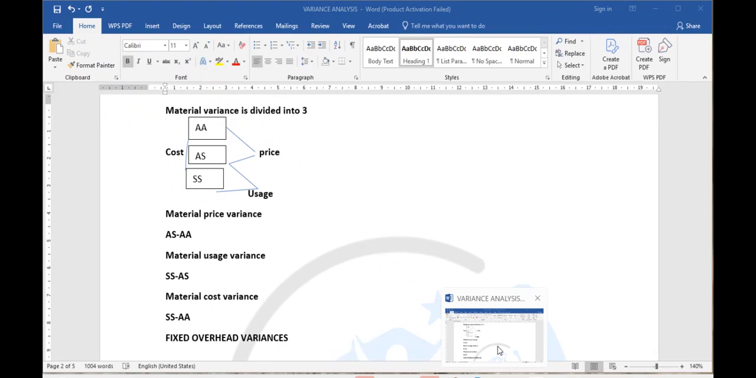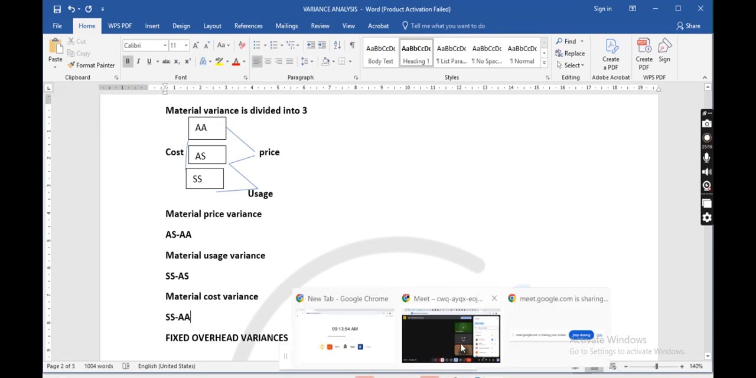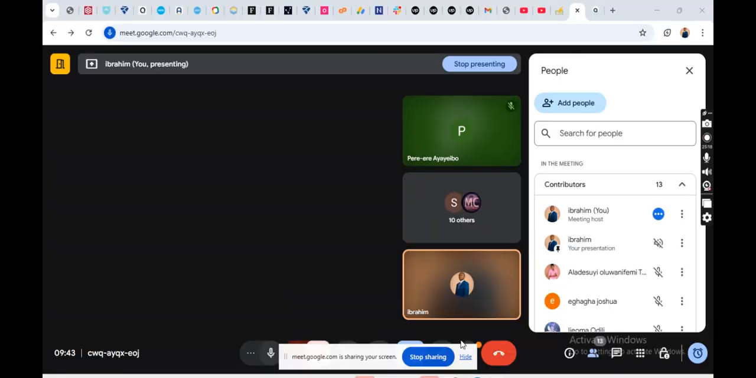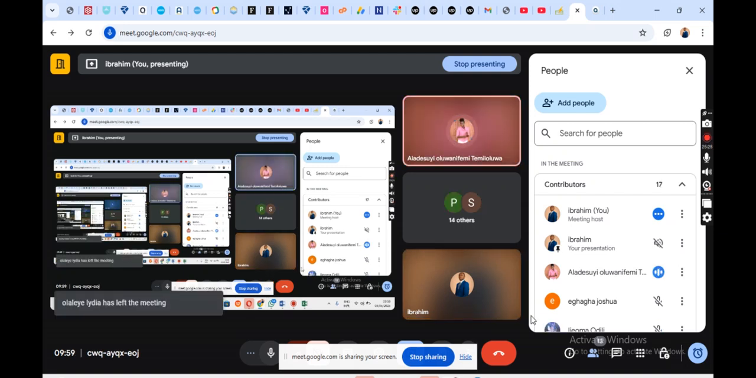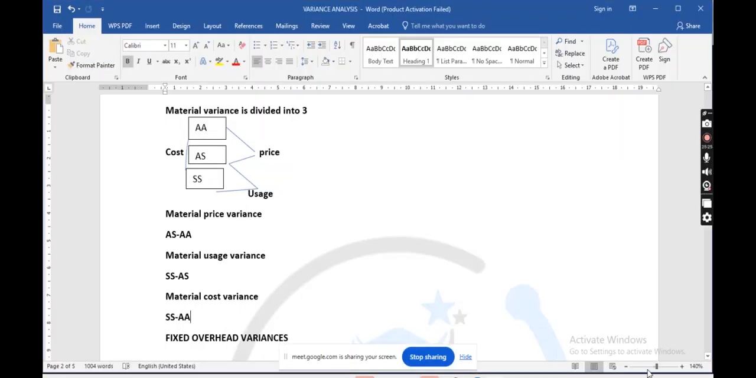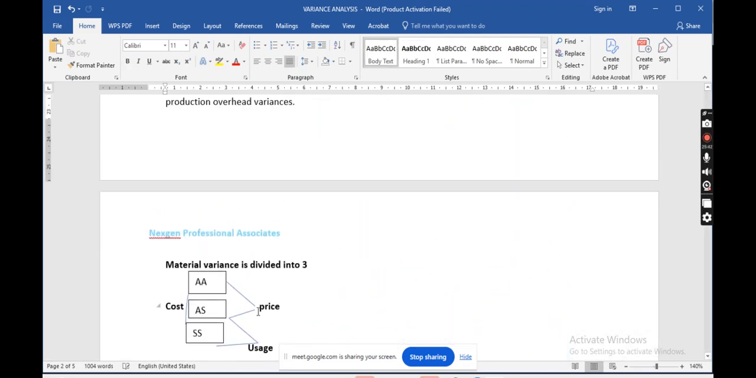Sir, I have a question. In one of the past questions, I saw materials mix variance and materials yield variance. We've not gotten there. We've not gotten to mix and yield. This is just the basic variance. Do you understand? Okay, sir.